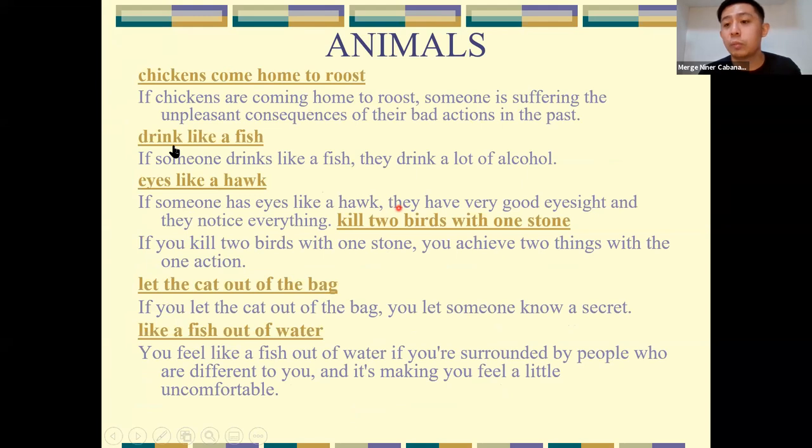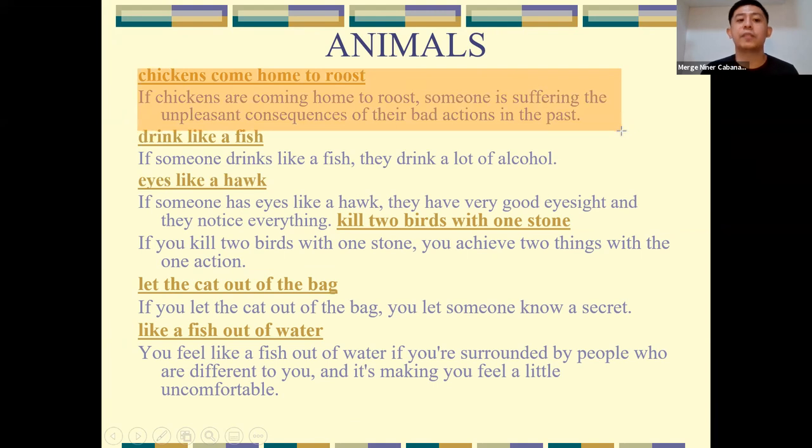Now, chickens come home to roost. So many of my students love this phrase because when you refer to chickens come home to roost, people are suffering from the unpleasant consequences of their bad actions in the past. So in Tagalog, all right, chickens come home to roost can be translated as inarma, all right? Nakarma ka din.